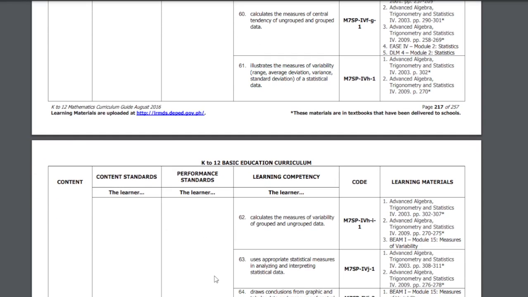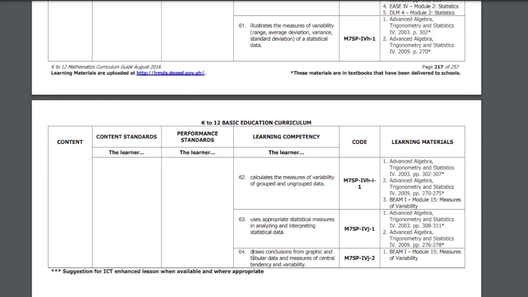Then of course, appropriate statistical measures. So what are you going to use? Going to interpret the statistics. A lot to give a grade 7 student, but in any case, going to draw conclusions from graphs and data.